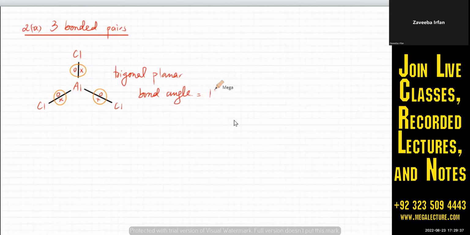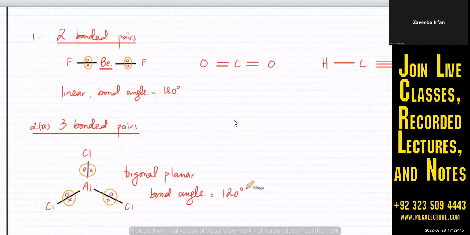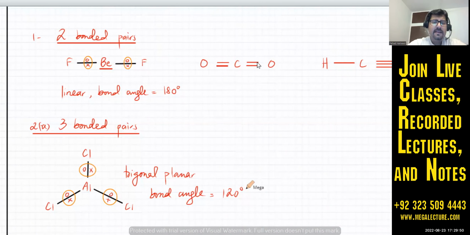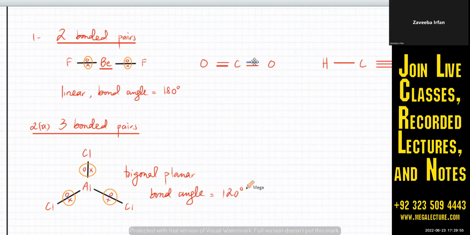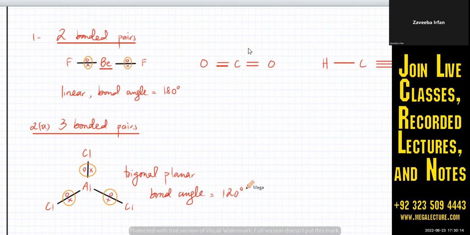How will you write the bonded pairs for double bonds? There are four electrons over here, and four electrons over here as well. What I was just saying is, think of double bonds as one thing. Don't think of it as two bonded pairs. Think of it as one group. What about repulsion or attraction between the two bonds?